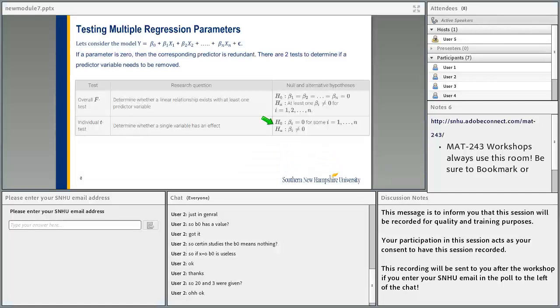In the overall F test, you will not be able to test a single parameter. You can just test whether there is at least one parameter which is not 0, but you will not know which one. But the individual t-test is more precise. It helps you find out which one exactly is not equal to 0.